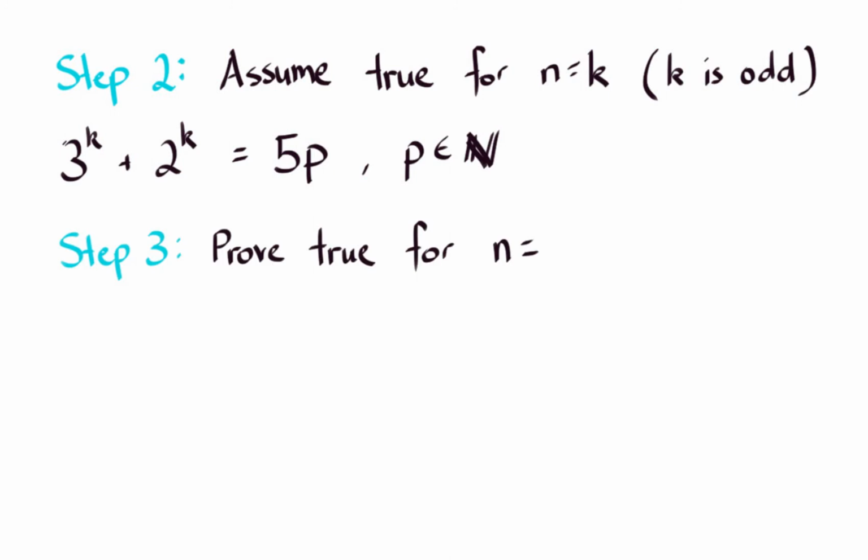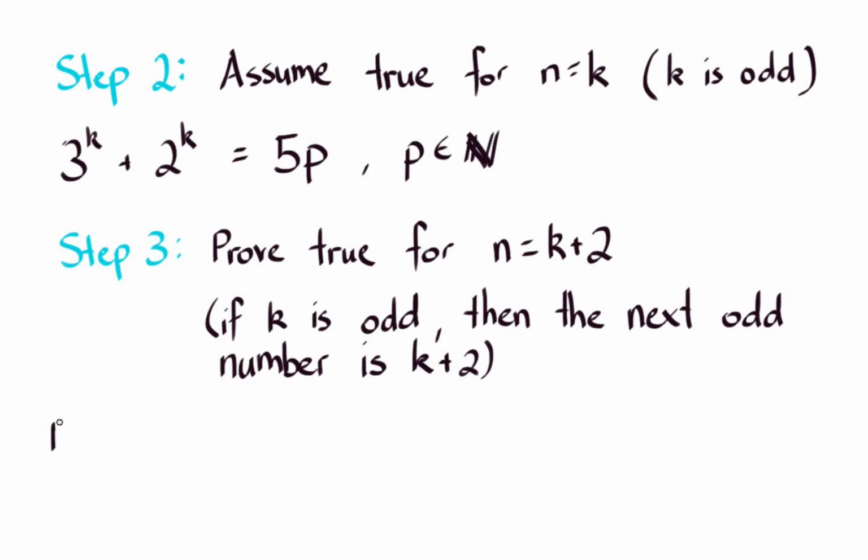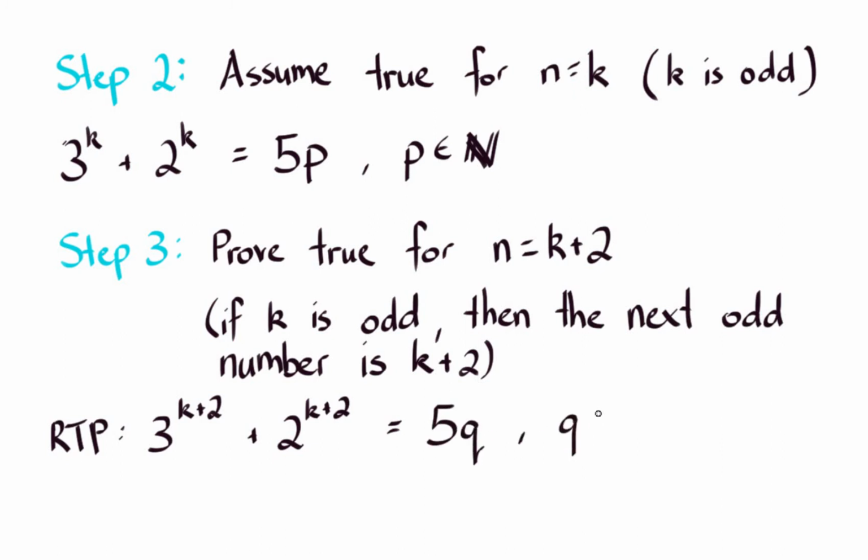Step 3. Prove true for n equals, once again, I want you to have a little think, what's it going to be? Do we go back to k plus 1 because we're dealing with odd numbers? No, if k is an odd number, which we've assumed back here in step 2, then the next odd number is going to be 2 further along from that. So once again, we want to prove true for n equals k plus 2. So what are we required to prove? 3 to the power of k plus 2 plus 2 to the power of k plus 2 must be divisible by 5. That is 5 times some value q, where q is a natural number.